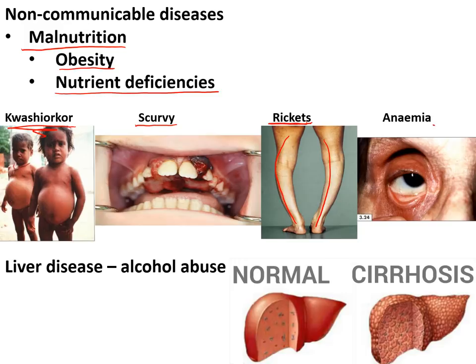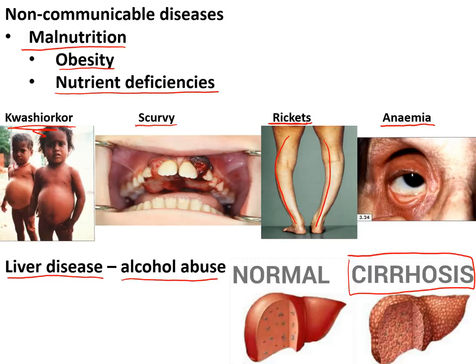And finally, we have anemia. Anemia is caused by a lack of iron. Iron is used to carry oxygen around the blood, so it leads to lightheadedness, dizziness, a lack of energy, and so on. Another non-communicable disease is liver disease caused by alcohol abuse, and specifically we call it cirrhosis.